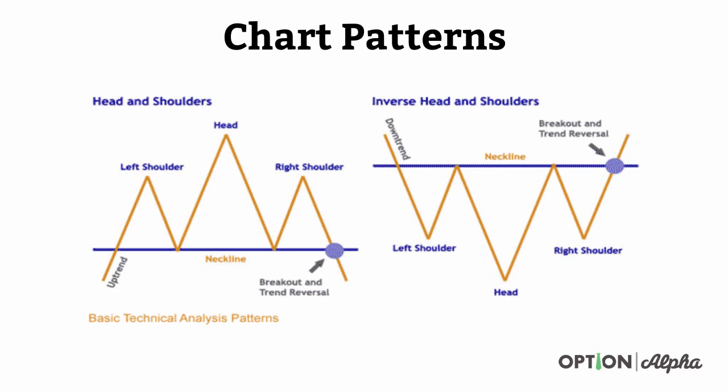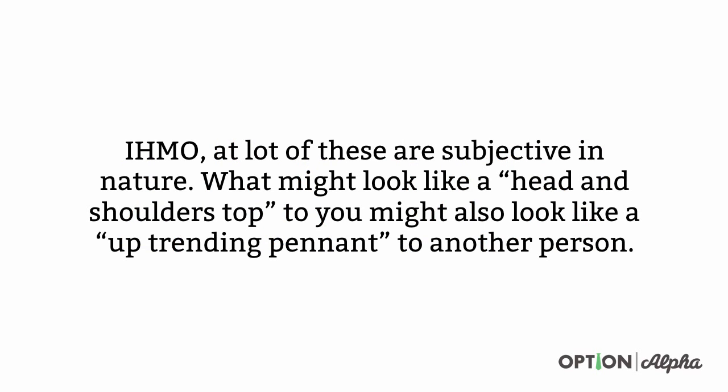And then we have chart patterns, which are really, really popular. Things like head and shoulders patterns, pennants, flags, cup and handles. You've probably heard of them if you've been involved in trading, but all of these different patterns are out there that you can build and draw on all of your charts. Now, in my honest opinion, a lot of these are subjective in nature. What might look like a head and shoulders top to you might also look like an uptrending pennant to another person, and you can't argue with that. With regard to candlesticks, chart patterns, and support and resistance, it is all subjective, meaning it's what you see out of the charts, not necessarily what may or may not be there.